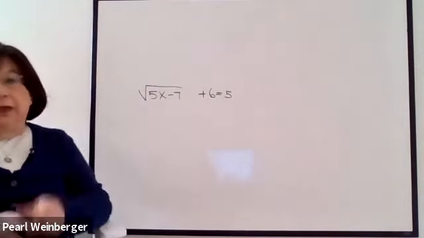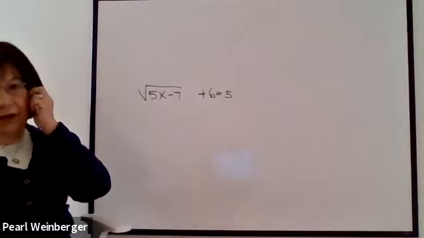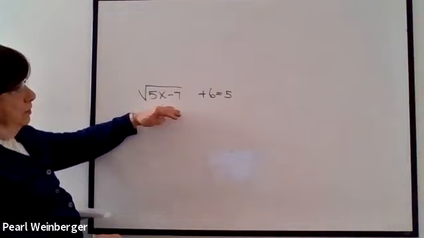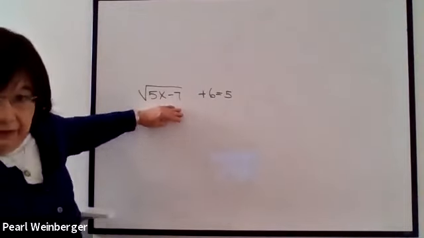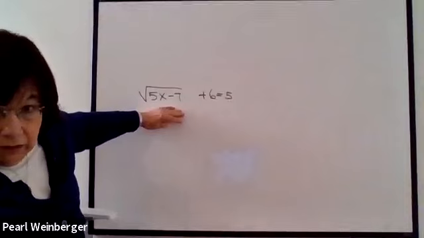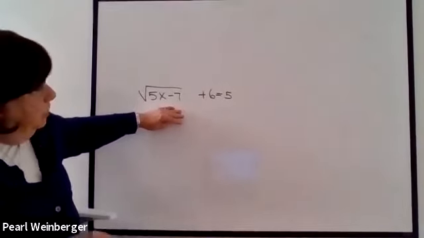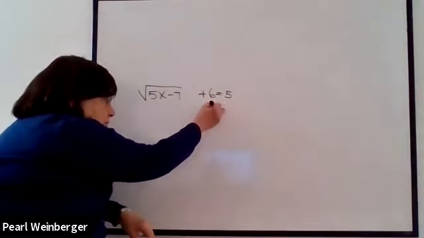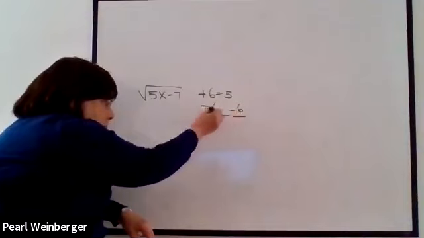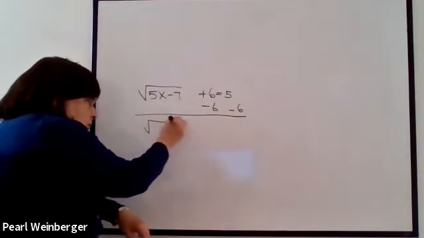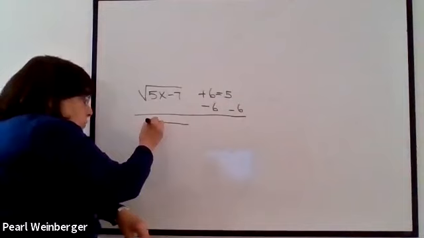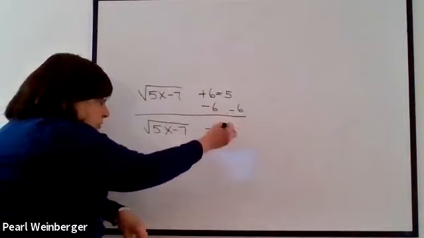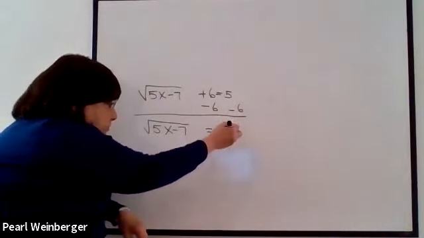Okay, I see that somebody has an answer already, so let's see if we can work on this together. To solve this, of course, I want to get the radical by itself. So I have to get rid of this 6. I'm going to subtract 6 from both sides. And that'll give me the square root of 5x minus 7 equals 5 minus negative 6. 5 minus 6, which is negative 1.